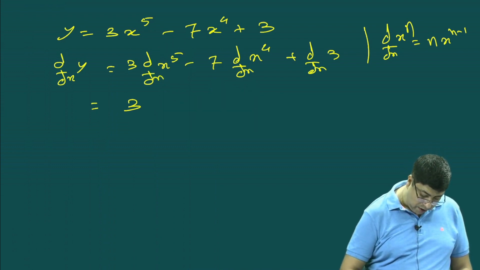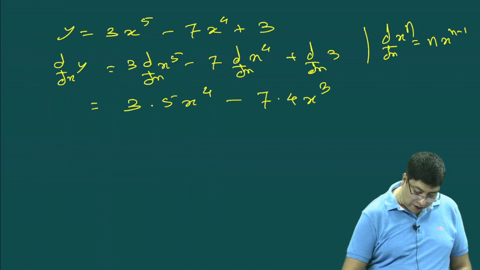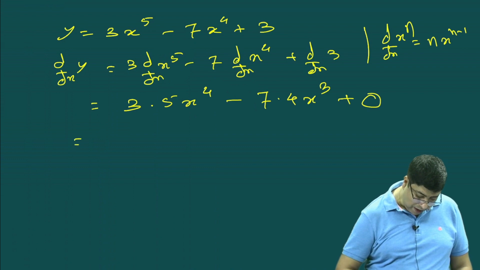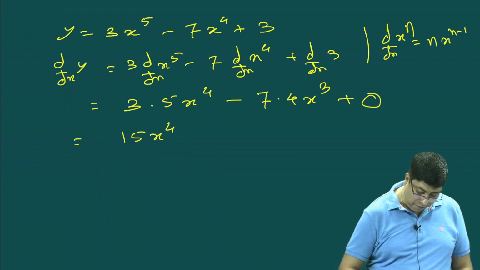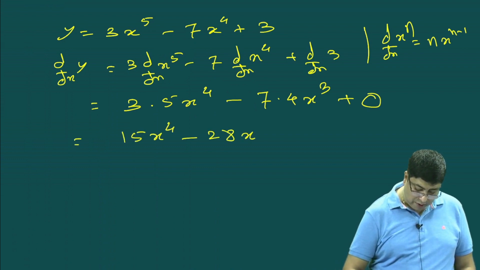So let's apply. This comes 15x to the power 4 minus 7 into 4, so 28x cube, plus the derivative of a constant, which is 0. So the final answer is 15x to the power 4 minus 28x cube.